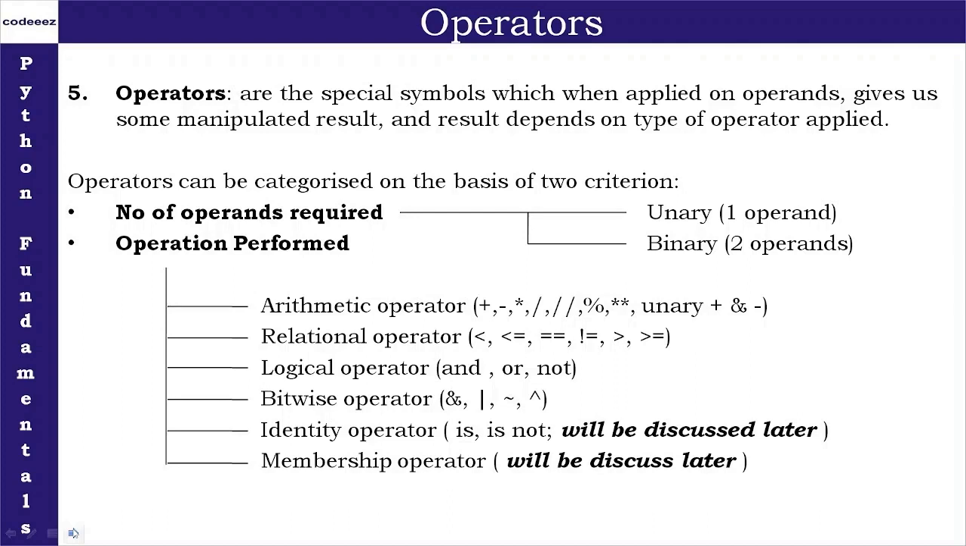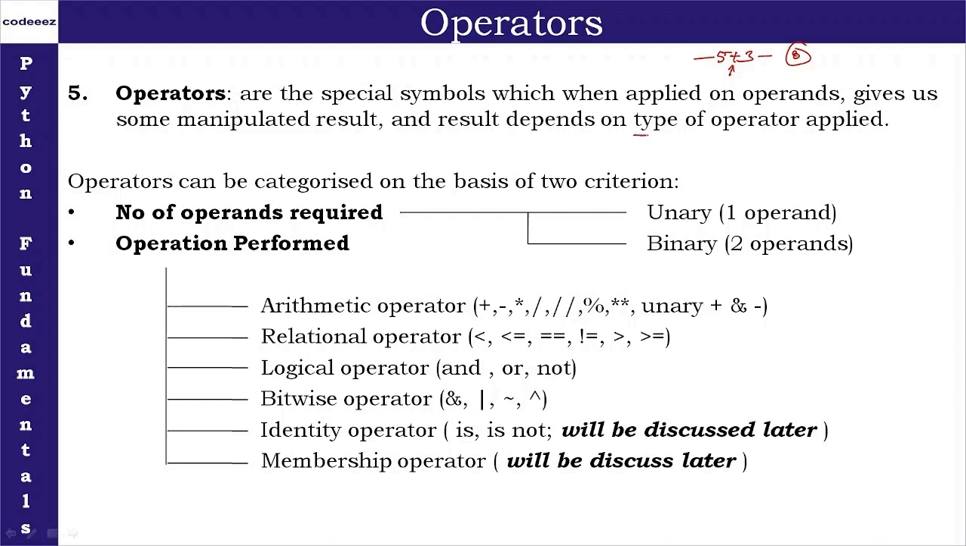Just for example, if I write 5 plus 3, here the plus sign is an operator. 5 and 3 are the operands on which this operator is applied. Now what result will it give? Because the role of the plus operator is to add, the result we will get here is 8. So this is the plus operator performing the addition operation. Again I repeat, operators are simply special symbols which when applied on operands give us some manipulated result, and the result depends on the type of operator applied.